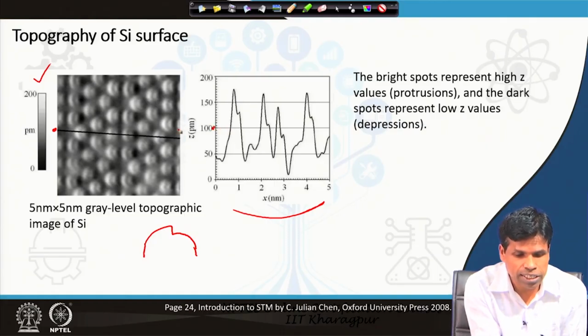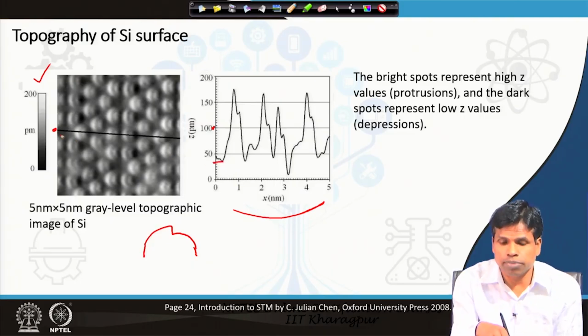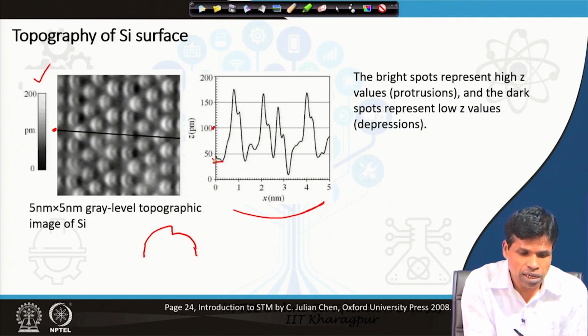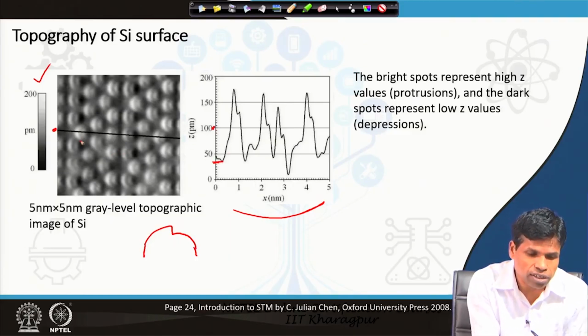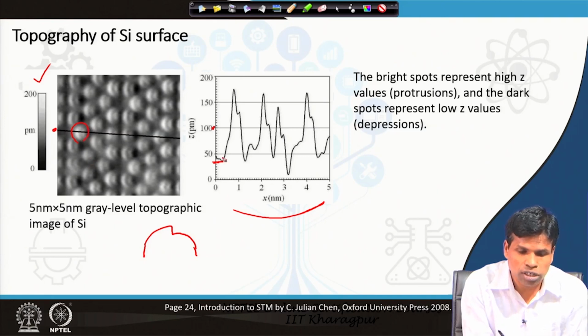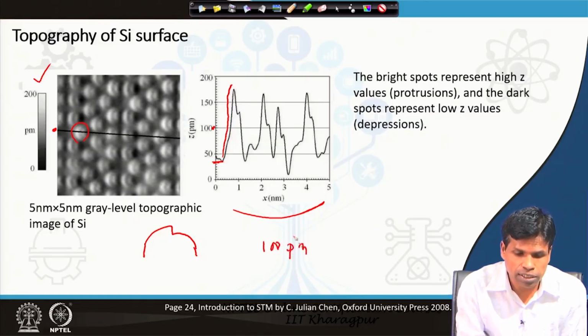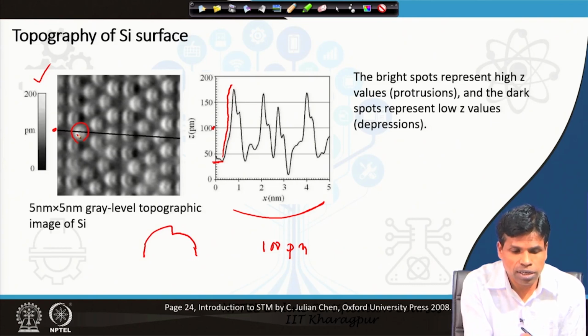This region looks darker, which means the height is low, it is a depression, and that would measure a small current. This is around 70 picometer downwards, and then as soon as a brighter portion comes, which is an upward portion or protrusion, the tip has to go upward, and it has gone upward around 50 to 150, a height of around 100 picometer. The height of this sphere is 100 picometer above the ground level, and then it has come down.